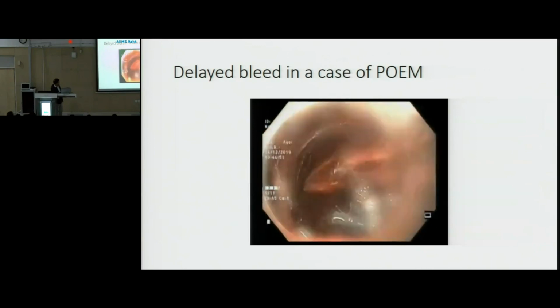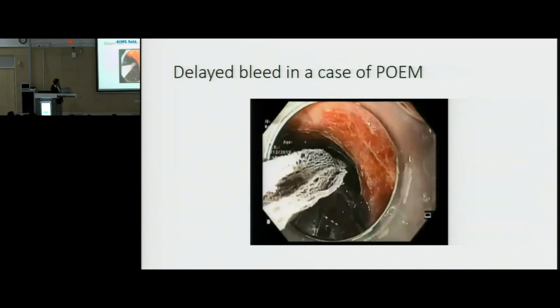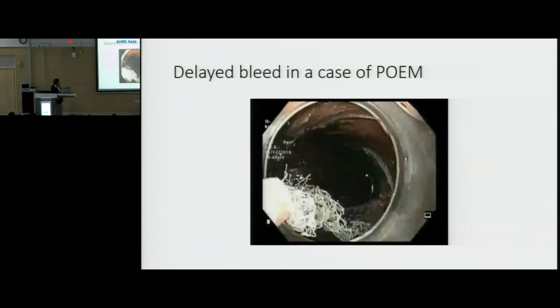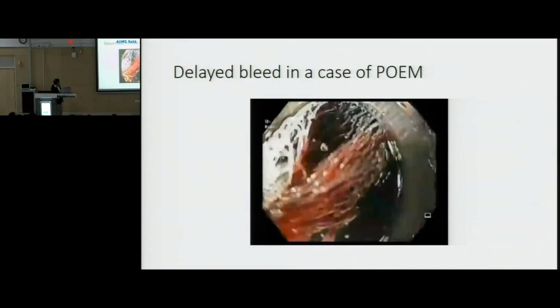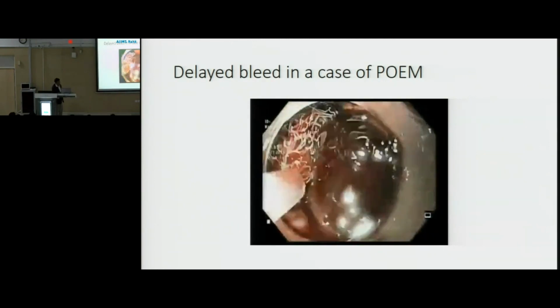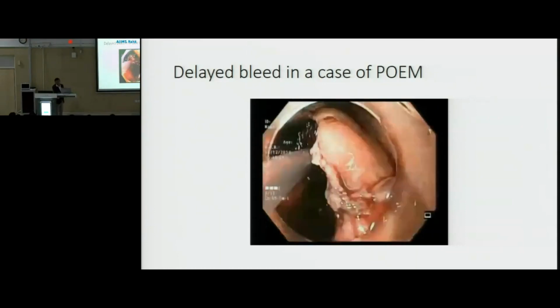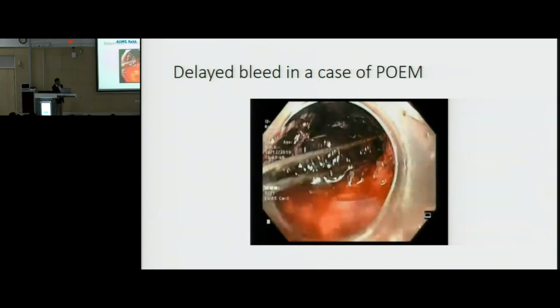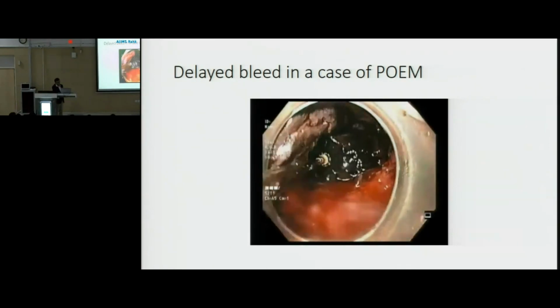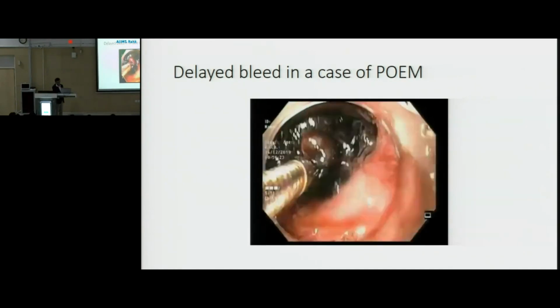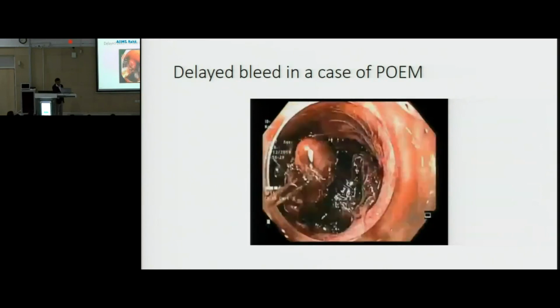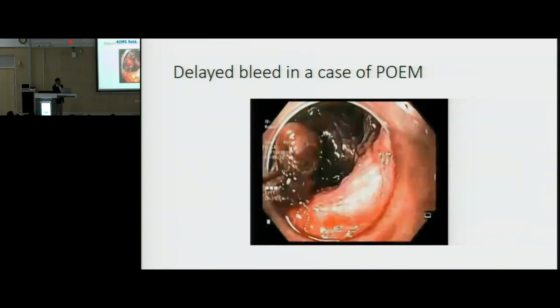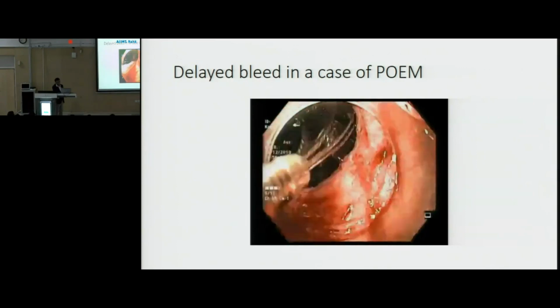This is the tunnel. You can see a lot of clots inside the tunnel. So these clots we had to take out, with a Roth net, then with a snare, then with rat tooth forceps. So it is a tedious job. It took almost 45 minutes, 40 minutes to take out all the clots. And after taking out all the clots, we could spot a spurter in the muscle.